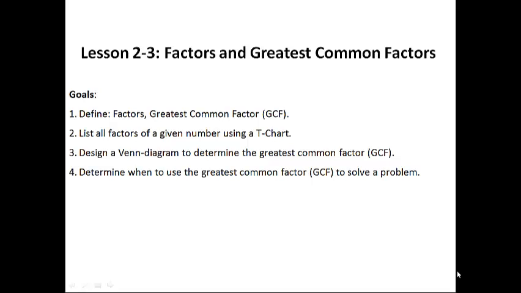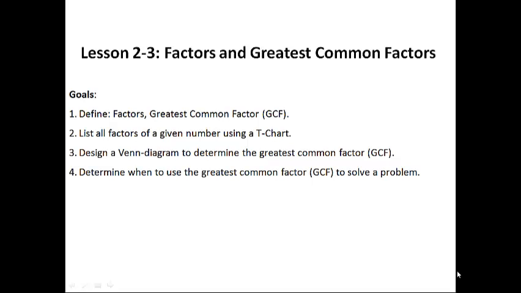Well, it's Miss Sorrells again, here to teach you another important concept. This concept is going to be factors and greatest common factor. They go together. This is really important. This will help us later on the road when we get to fractions and need to learn to simplify fractions. We're going to start with our 4 goals, so just read along with me right now.